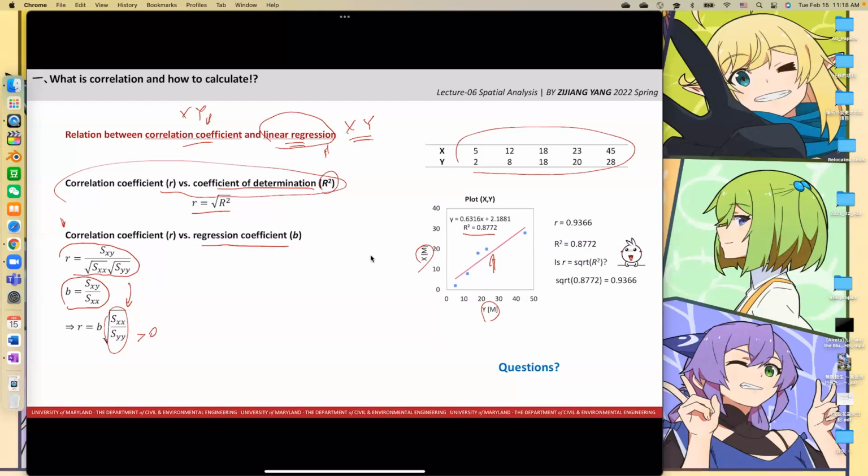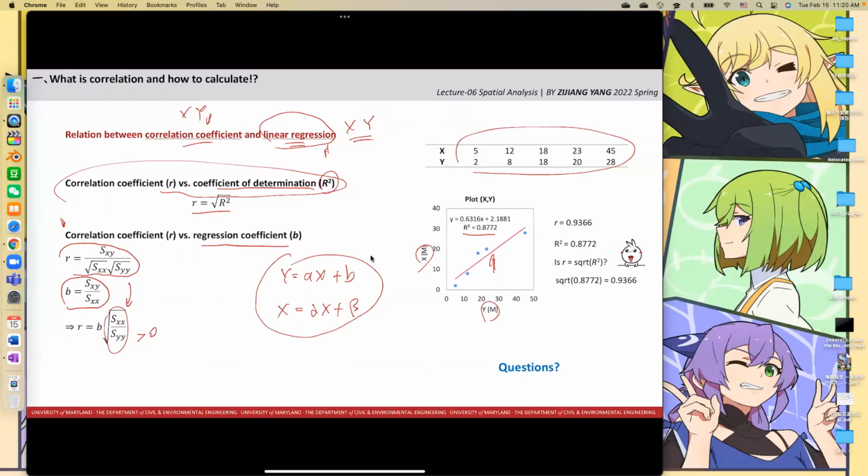Does that make sense? Can you say it again? Yeah. So for linear regression, like Y equals AX plus B, and for another linear regression, we may change X and Y. So we may have alpha X plus beta. A and alpha do not equal, and B and beta do not equal. So if we change X and Y, we may have different linear regression results in terms of this straight line.